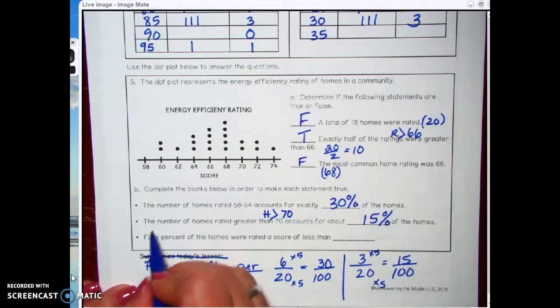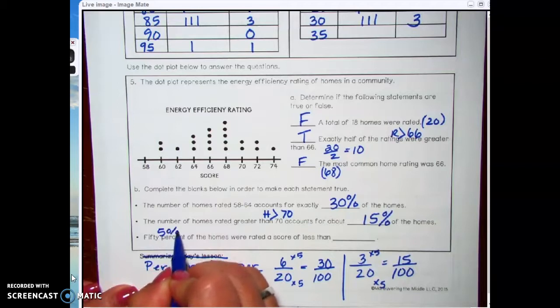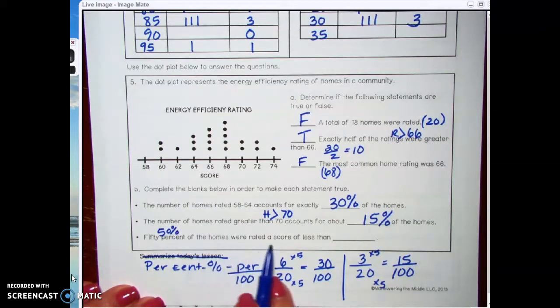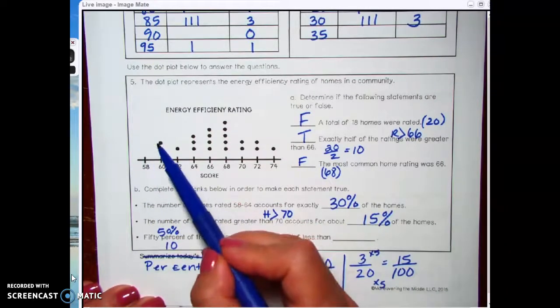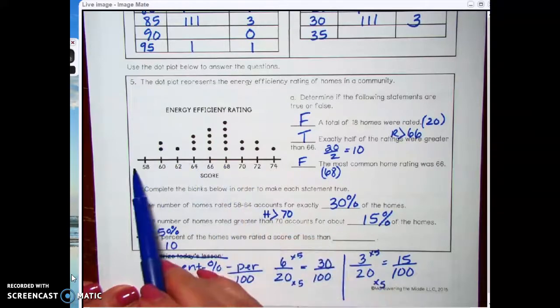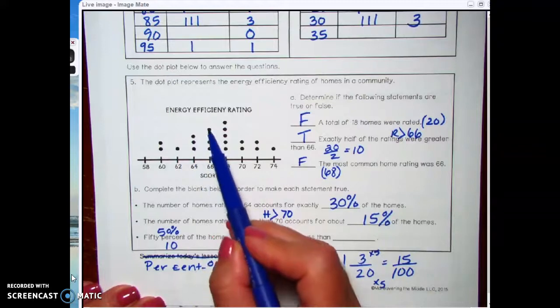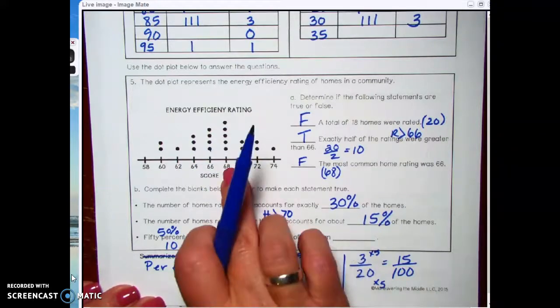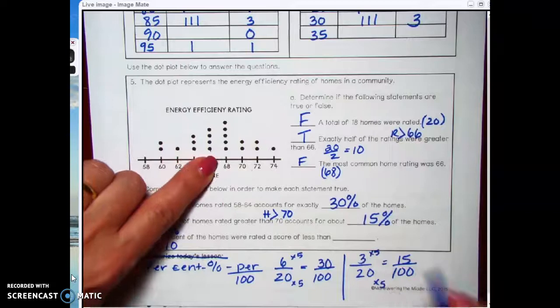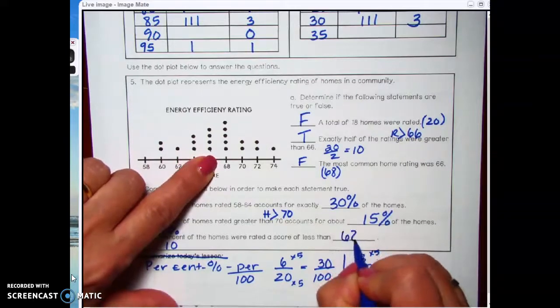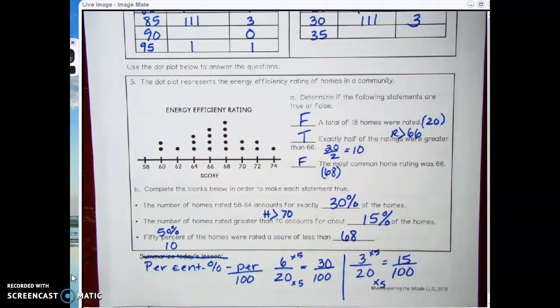Now this says 50% of the homes were rated a score of, so 50% is 10. I have to count 10 and find out it's less than what number. So it's easy. All I have to do is go like this, 1, 2. And I have to make sure I start on this end because we're looking at less than 3, 4, 5, 6, 7, 8, 9, 10. So it's less than, it's not 66, but less than 68. And that is how we read our graphs.